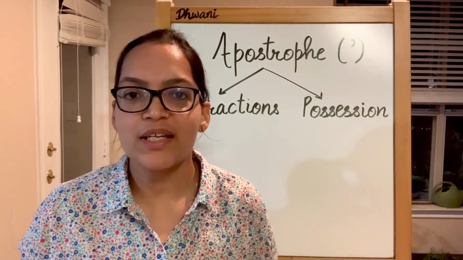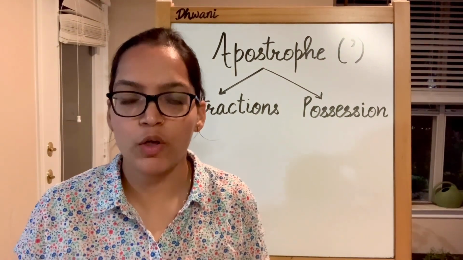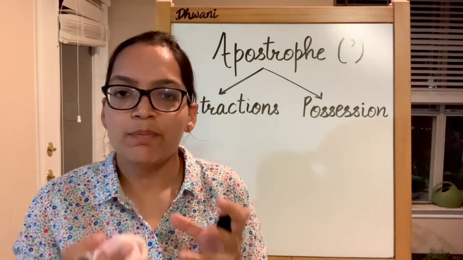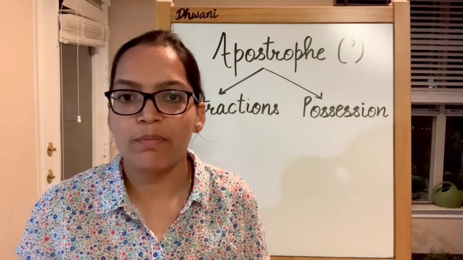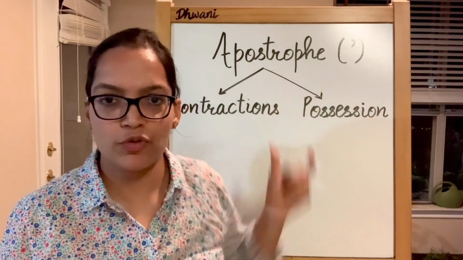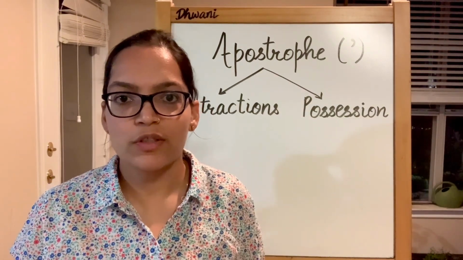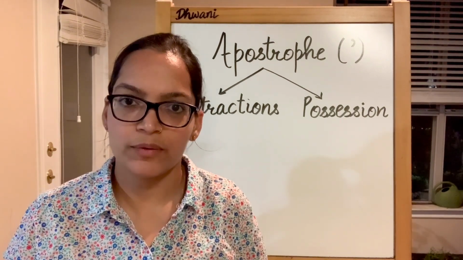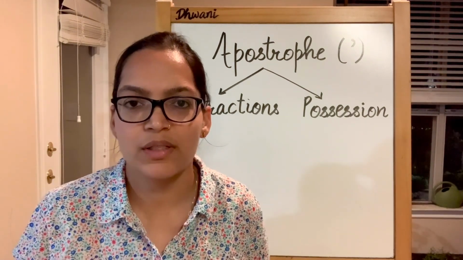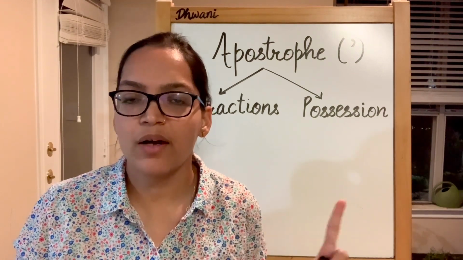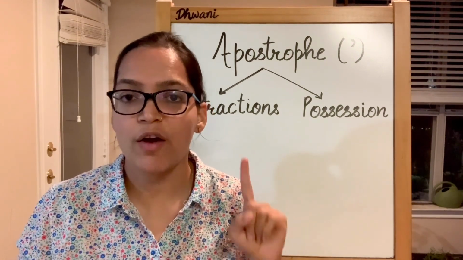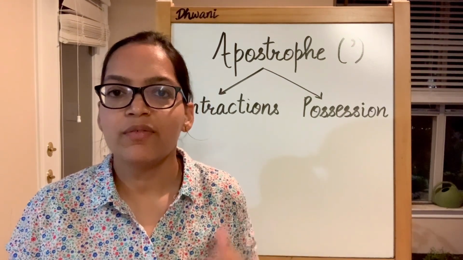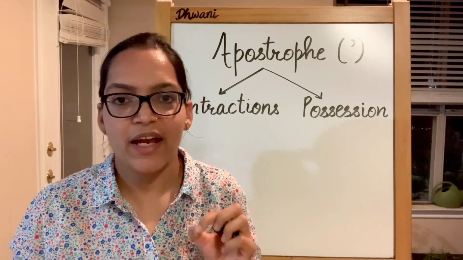Now, possession is when something belongs to a thing or a person. When it belongs to somebody and we want to show that belongingness, we use an apostrophe. Let's understand the usage of apostrophe in possession in case of singular and plural nouns. What are singular nouns? Singular, single noun, that means one noun. When you have one noun and something belongs to this noun, then we use an apostrophe and s.